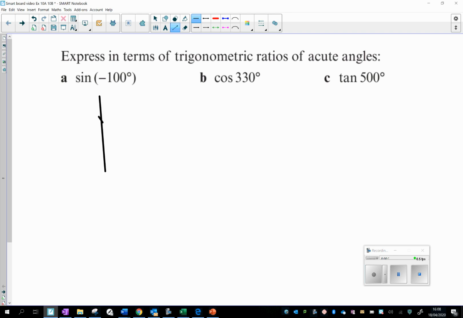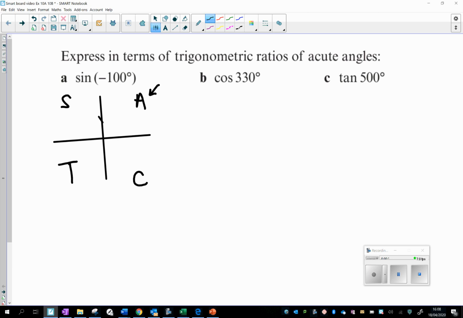And in each case, what will help is to draw the CAST diagram. Okay, so let's just draw a quick CAST diagram here. Remember, it just looks like this, and then we put on the letters A, S, T, and C. Now, what that means is that in this quadrant here, all ratios, sine, cosine, and tangent, are positive. In this one, sines are positive and the rest are negative. In this one, tan is positive and the rest are negative. And in this one, cosines are positive and the rest negative.